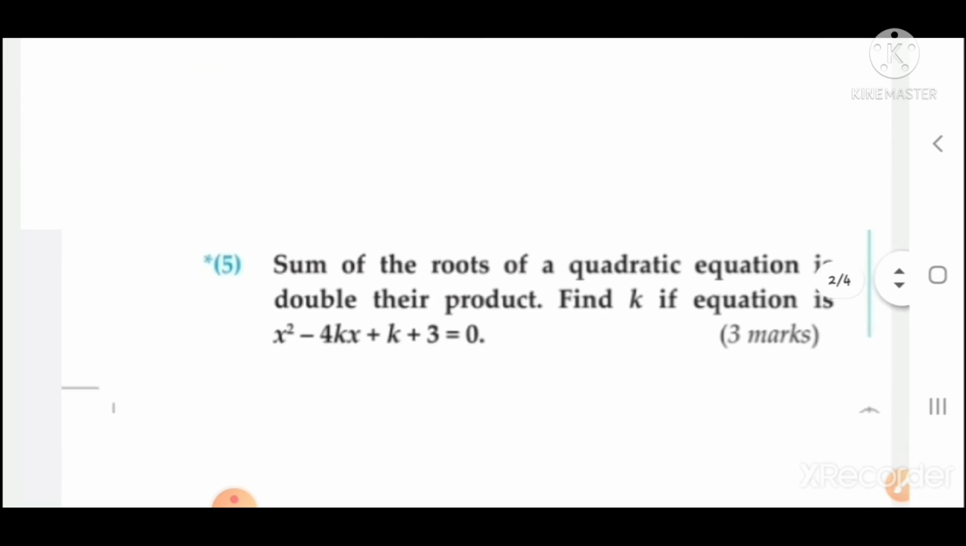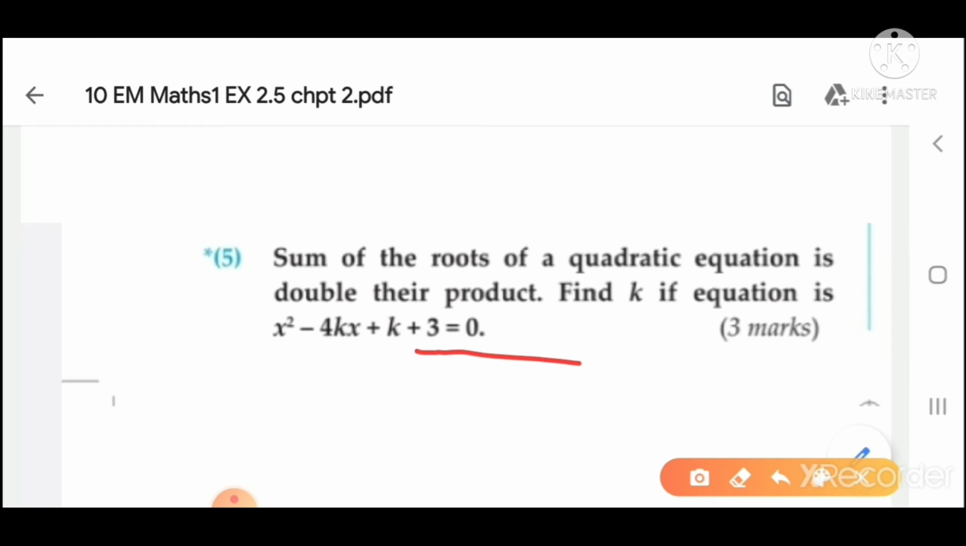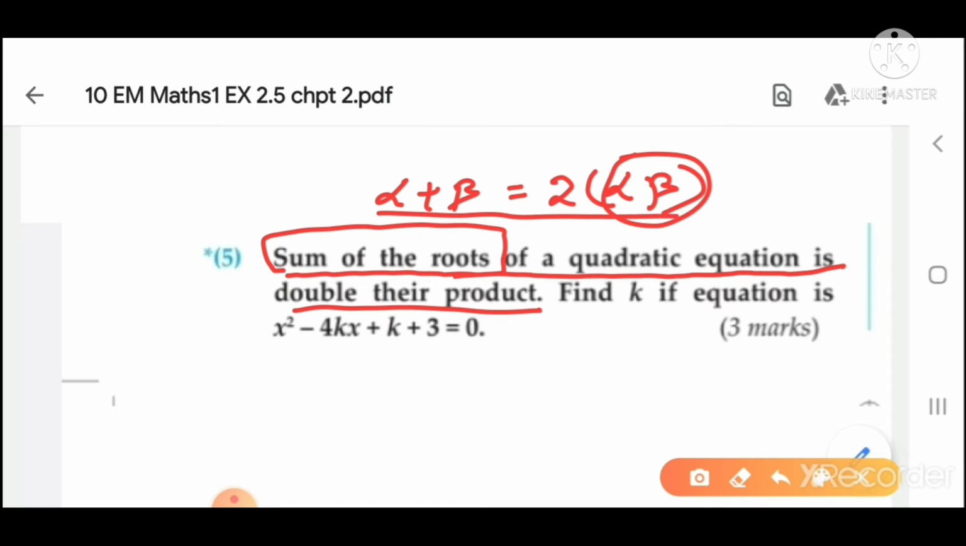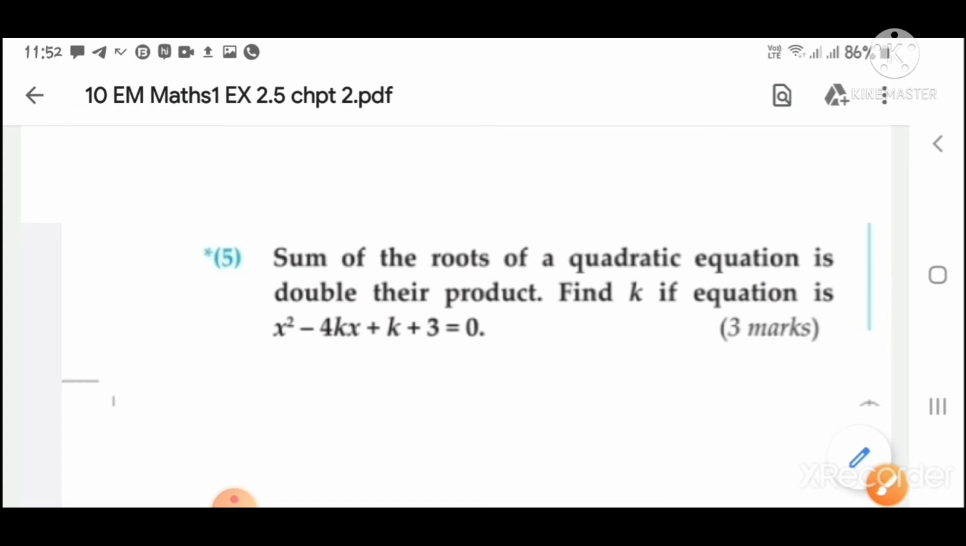Now see this condition. This is important. Check out this condition. What have they told here? Sum of the root of the quadratic equation is double their product. Sum of the root means what? Alpha plus beta. Sum of the root means alpha plus beta. Double the product. Double the product means what? 2 into alpha beta. Double means 2, the product. Product means alpha beta, right? One is alpha plus beta and one is alpha beta. Product means alpha into beta. So you got the condition from here. OK, so the same thing you will write here.